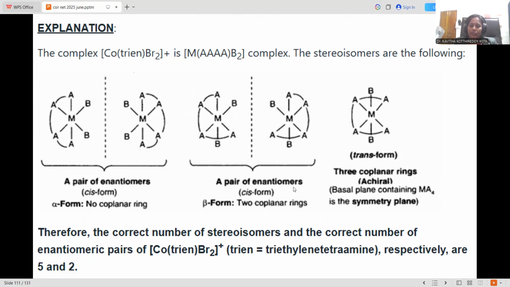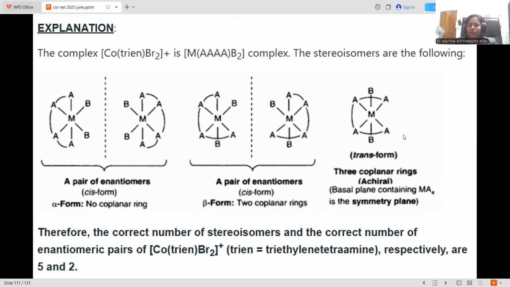Again, there is a provision for representation in a cis form. Again, it is the cis form only. Moreover, it is called a beta form. Why are we saying beta? Because in the earlier representation, the alpha form, you can notice the two bromines adjacent, side by side to each other. But in this one, the two bromines are slightly separated, and this is the beta form. And this is the coplanar ring system.